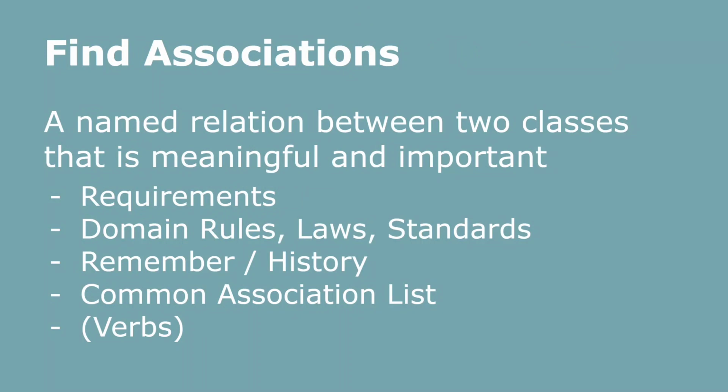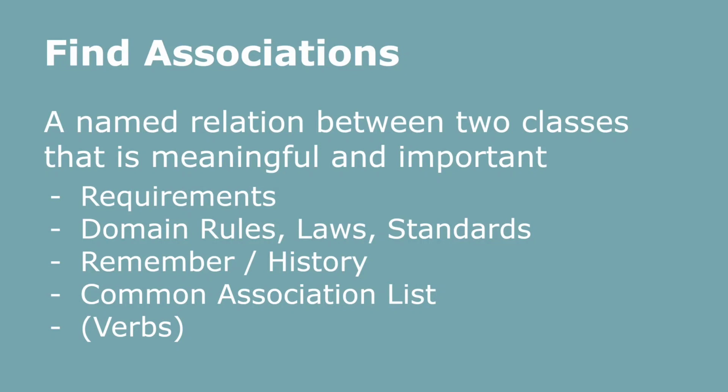The next step after finding a lot of conceptual classes and filtering them and purging them from duplicates, etc., is to find associations between the classes. An association is a named relation between two classes that is meaningful and important. Basically, the associations describe how the conceptual classes need to be connected so that we can fulfill their requirements. That is, in our example, we need to know that a student has attended a number of courses so that we can present a list of students for a particular course.